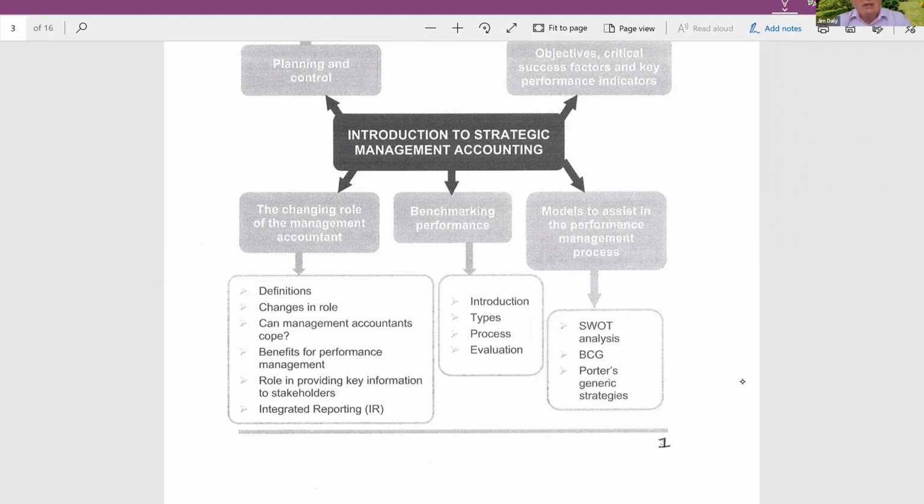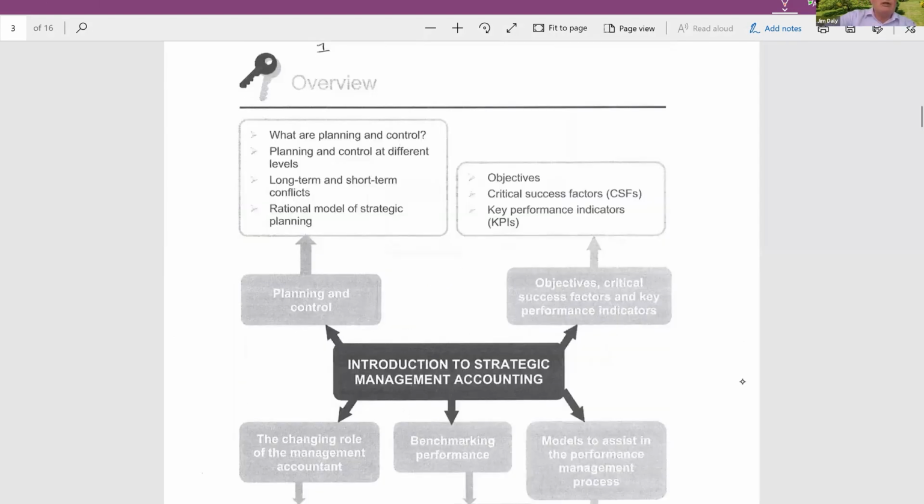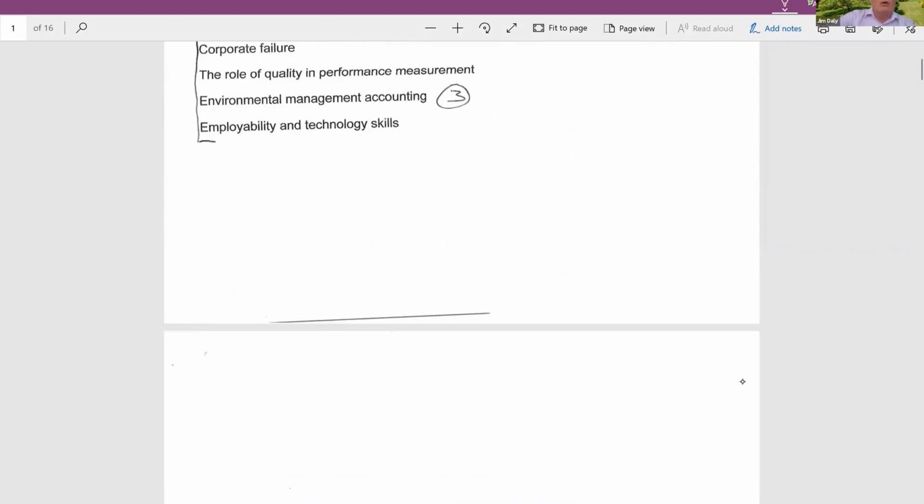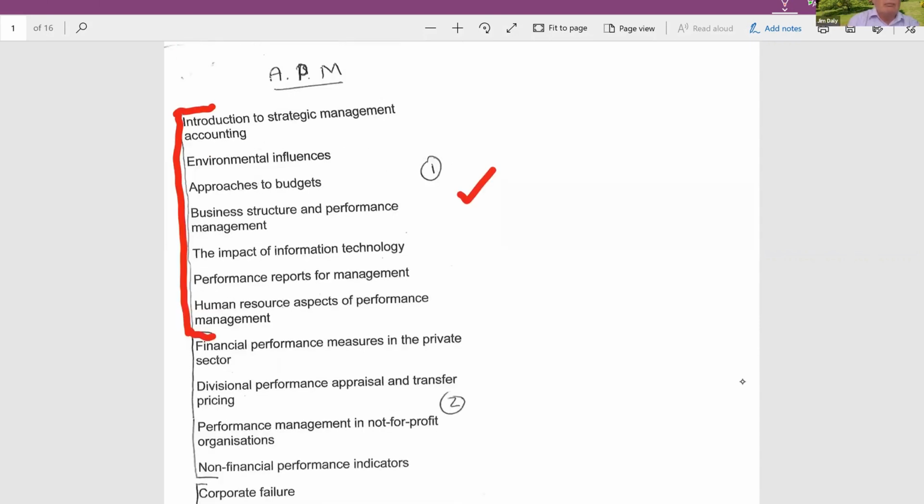We then look under the first section at some of the models that assist in the performance management process: SWOT analysis, BCG, that's the Boston Consulting Group, and Porter's Generic Strategies. So that's section 1 of our course or our manual, that particular one, i.e. Introduction to Strategic Management Accounting.